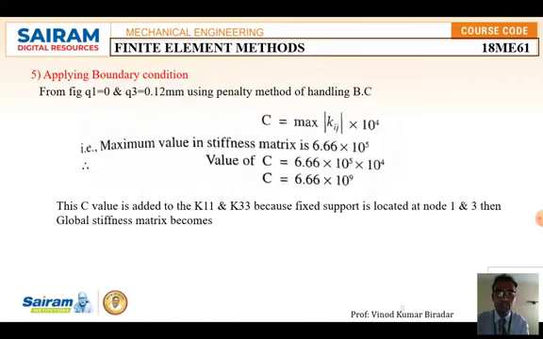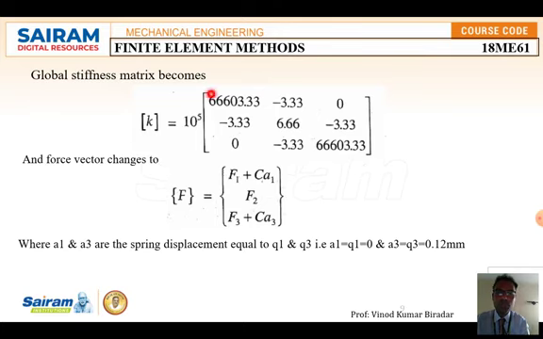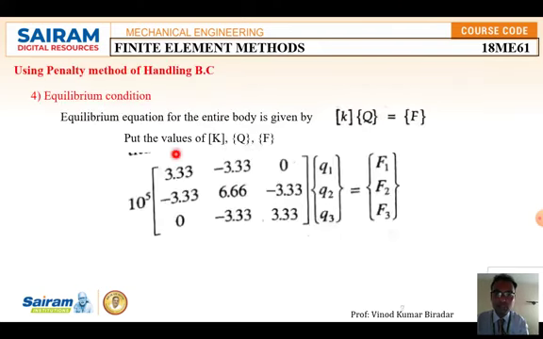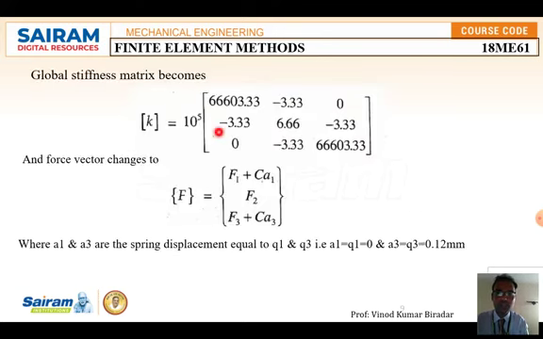Okay, so that we have to take here. Those K11 and K33 they have to add, so the modified global stiffness matrix becomes like this. This value 6.66 into 10 to the power of 9 you have to add here, at this node number, this and this. After adding, the modified global stiffness matrix is given like this.